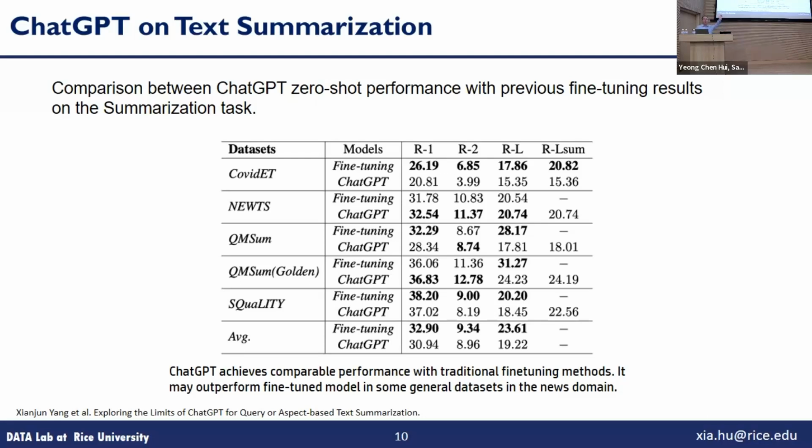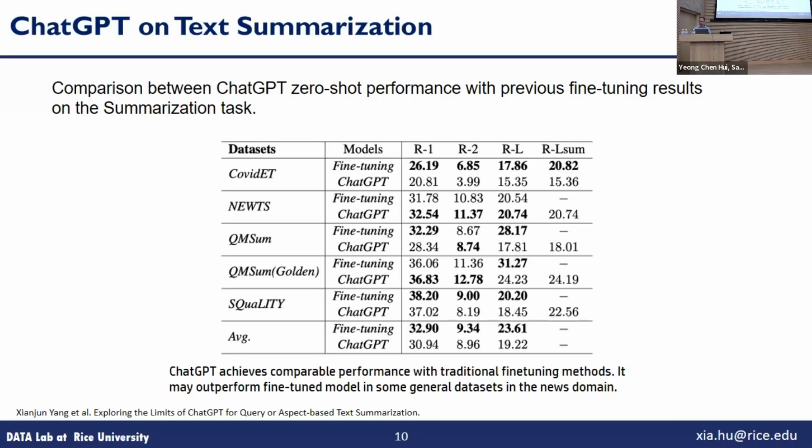For example, here we compare with 5 different data sets, ranging from very specific biomedical data sets such as COVID-ET, which is basically some literature about COVID, to general domain data sets of news articles such as QMSum and QMSum Golden. These are collected from the general domain for news articles. And we compare the two models over different standard metrics, such as unigram overlap, R1, bigram overlap, R2, and longest common subsequence overlap, RL.